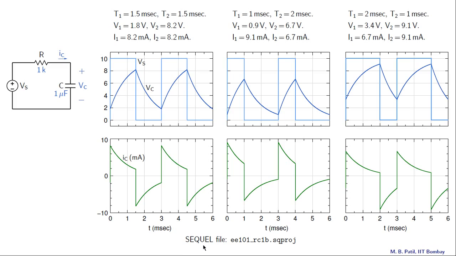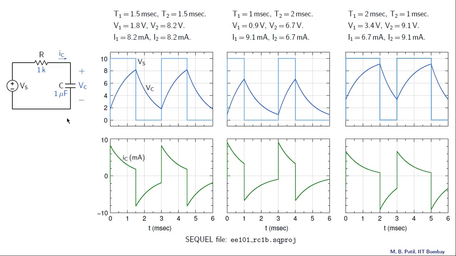Here is the SQL circuit file, and you are strongly encouraged to run this simulation. Make sure that you do get these results that we have shown here. And apart from that, you can make up your own problem, choose some different values of R, C, T1, T2, calculate V1, V2, I1, I2 using our expressions, and then run the simulation to make sure that your values are correct.